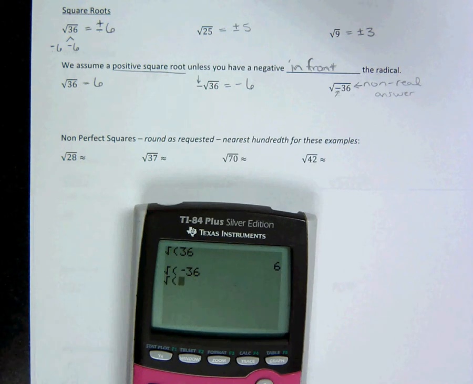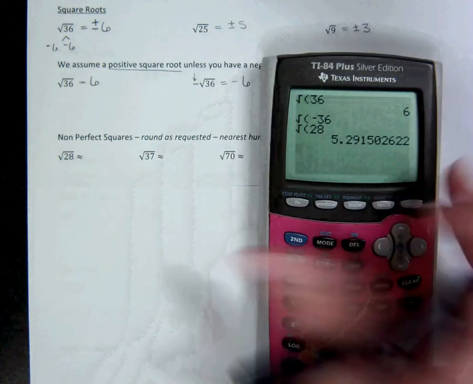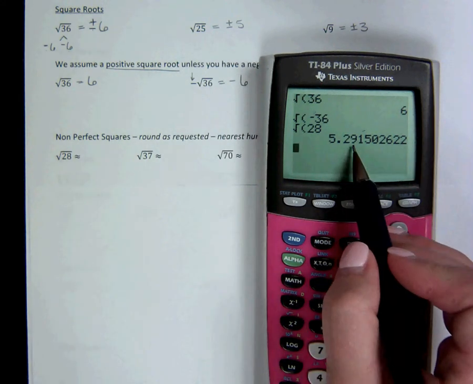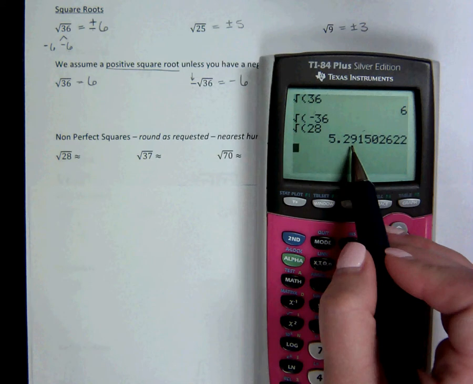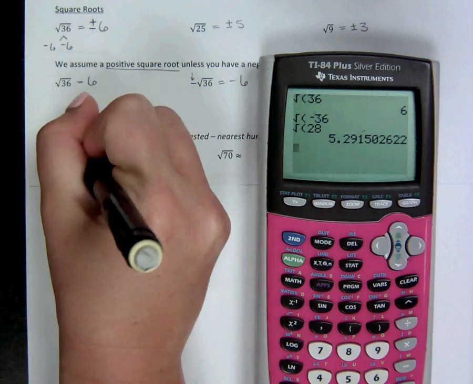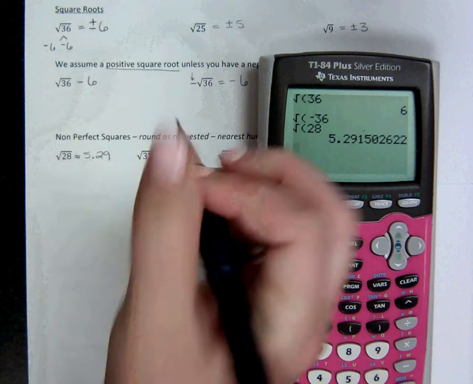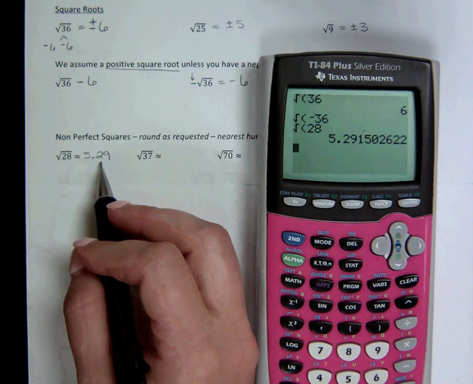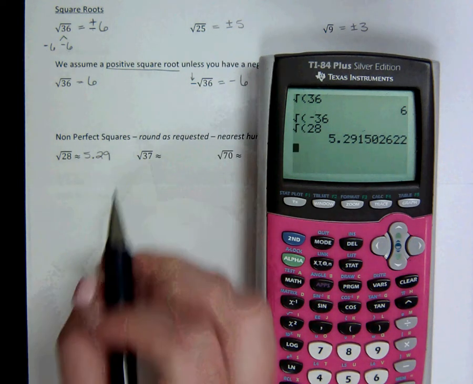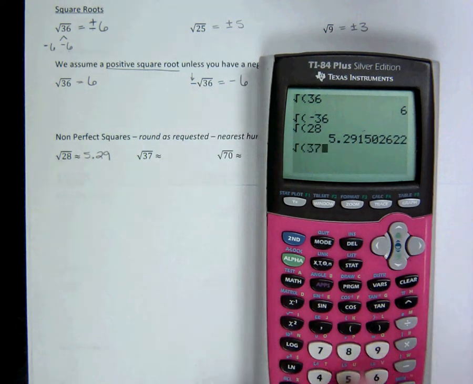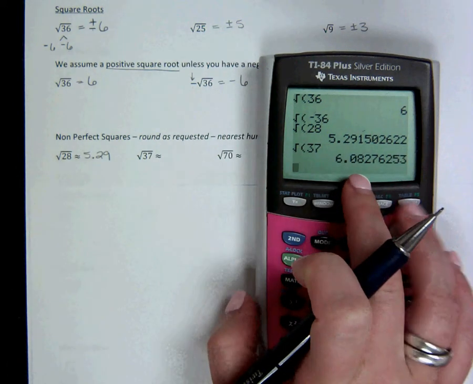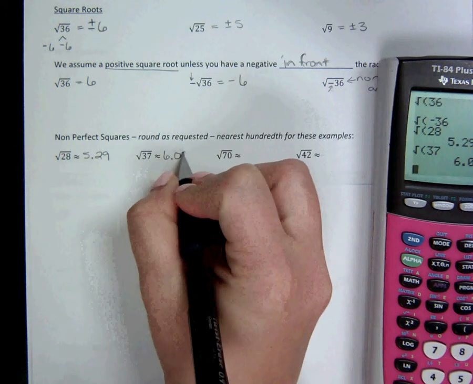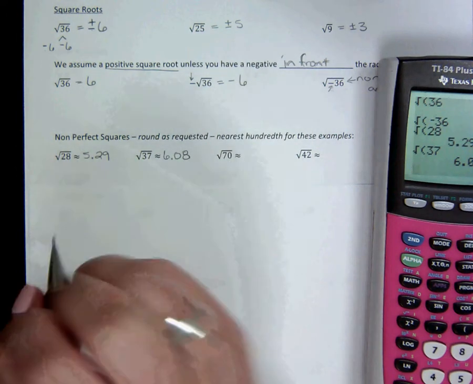So the square root of 28 is 5.2915, etc., etc. If we were rounding to the nearest hundredth, the 1 would keep the 9 as a 9. So that's about 5.29. Which should make sense because the square root of 25 is 5, so this will be a little bit more than 5. The square root of 37 should be a little bit more than 6, because it's a little bit bigger than 36. So 6.08 if we're rounding to 2 decimal places.